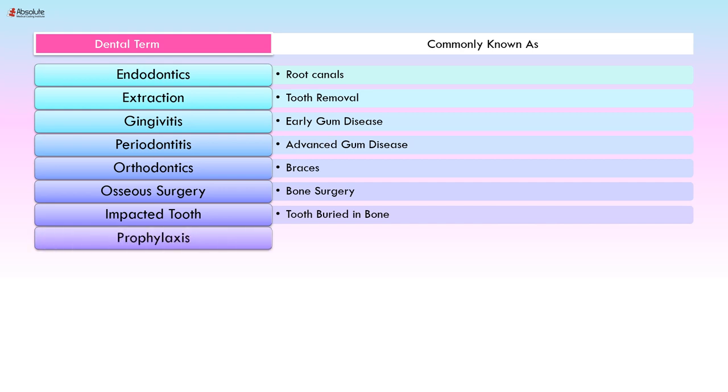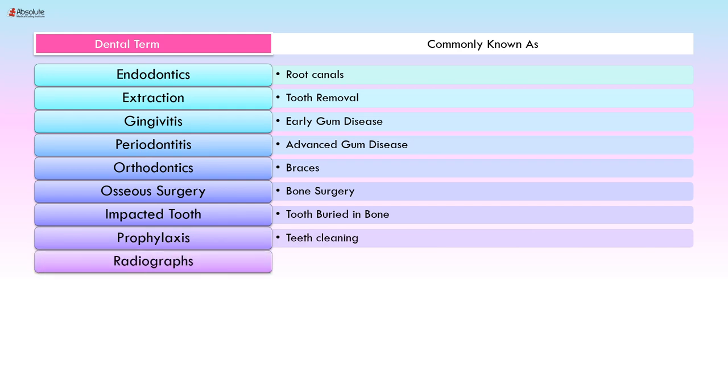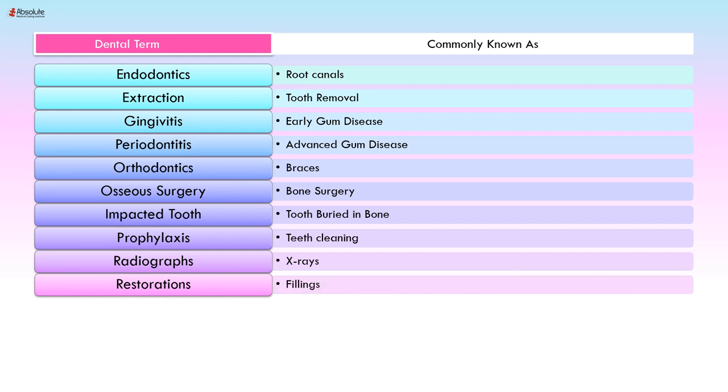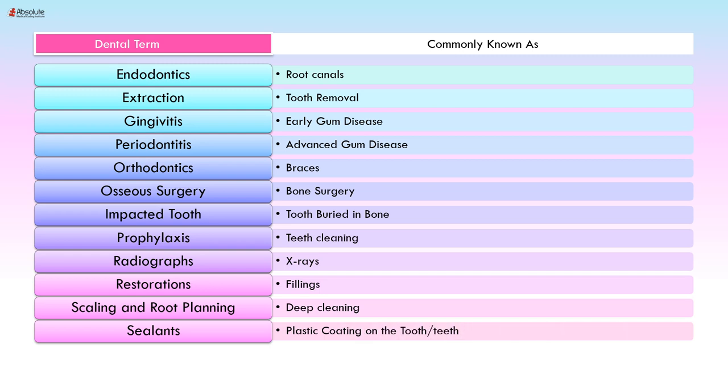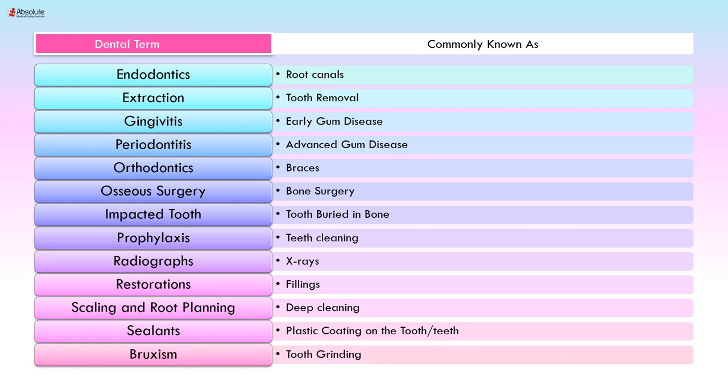All right, next, prophylaxis. What does that mean in common terms? Yes, teeth cleaning. Good job. What about radiograph? This one is easy, of course, it pertains to x-rays. Restorations, fillings, yes, exactly. What about scaling and root planing? All right, that pertains to deep cleaning of your teeth. Sealants are the plastic coating that they put on your tooth or teeth. And I think this is the final one, bruxism. Anybody know what bruxism is? It's tooth grinding. Great job, coders.